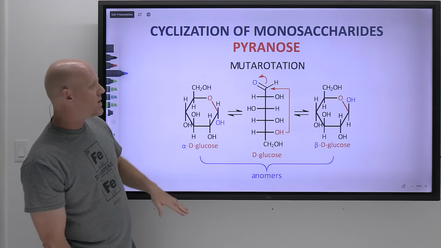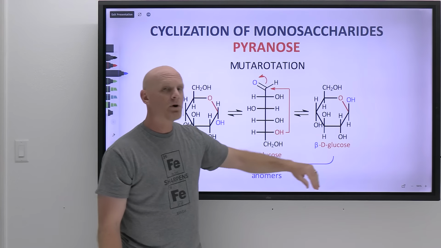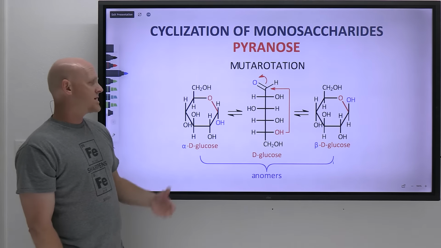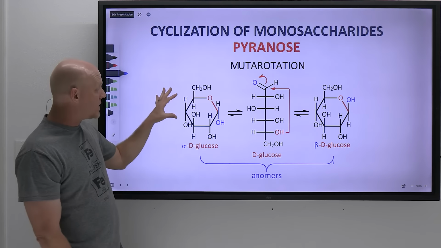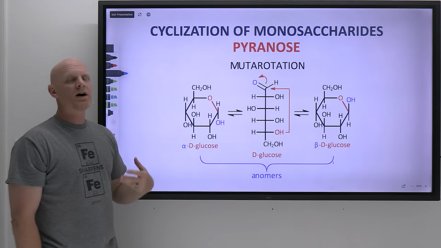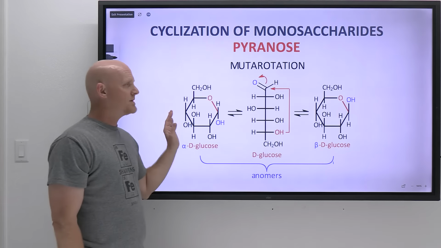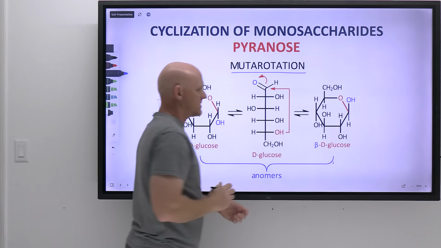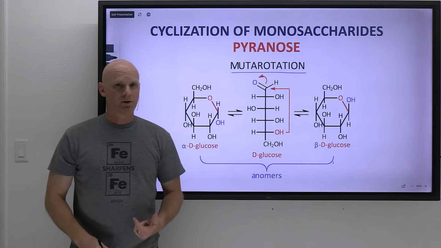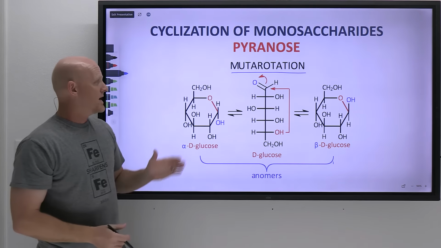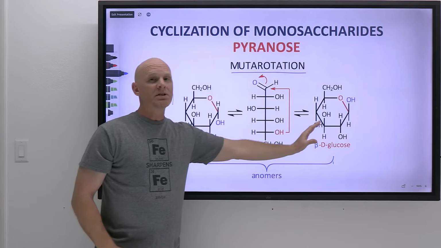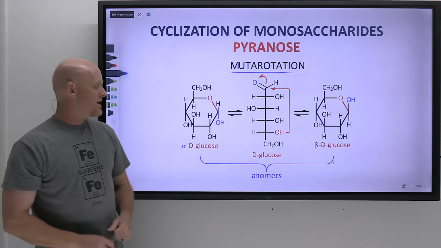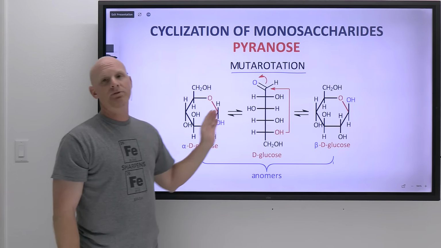We call these alpha D-glucose or alpha D-glucopyranose and beta D-glucose or beta D-glucopyranose. These are referred to as anomers. Let's say you were able to somehow isolate and crystallize just alpha D-glucose. The moment you put that in solution, this equilibration is going to happen. We call this equilibration process mutarotation. You can have pure alpha D-glucose or pure beta D-glucose, but the moment it goes into solution, you're going to get this mutarotation taking place, this equilibrium through the open chain form, and you're no longer going to have a pure anomer. You're going to have that mixture of the two different anomers.